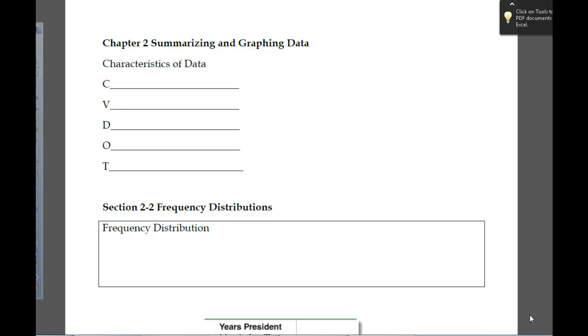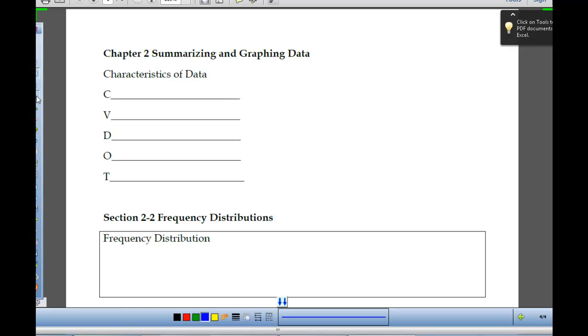We're going to start looking at summarizing and graphing our data. And over chapters 2 and 3, some things that we're going to be interested in when we look at a set of data will be the center. We'll talk about that more in the next chapter. We're going to be interested in variation, how consistent our data set is. Also the distribution.